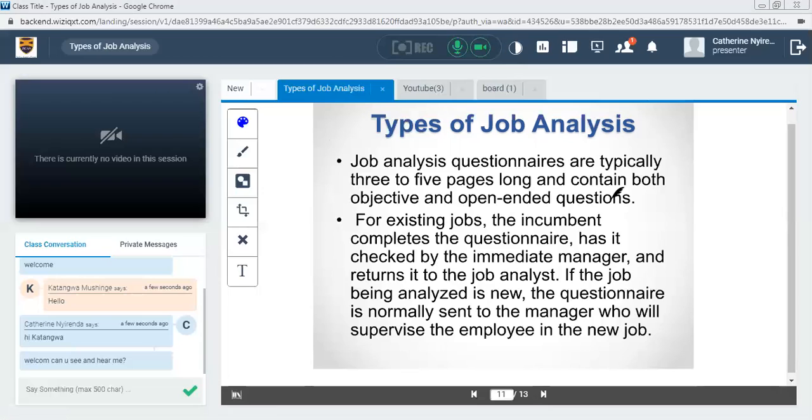Job analysis questionnaires are typically 3 to 5 pages long and contain both objective and open-ended questions. For existing jobs, the incumbent completes the questionnaire, has it checked by the immediate supervisor, and returns it to the job analyst. If the job being analyzed is new, the questionnaire is normally sent to the manager who will supervise the employee in the new job.